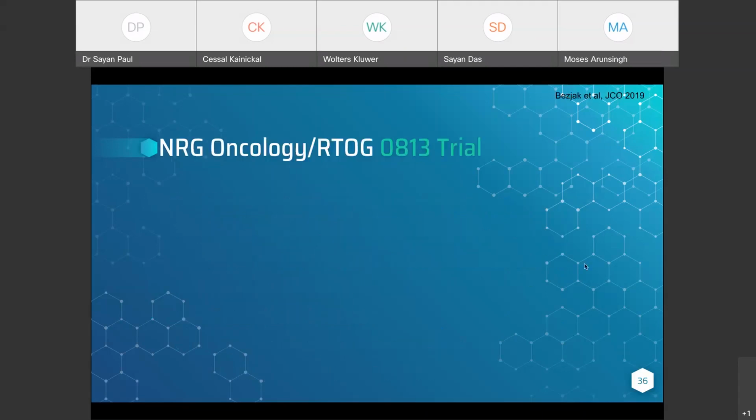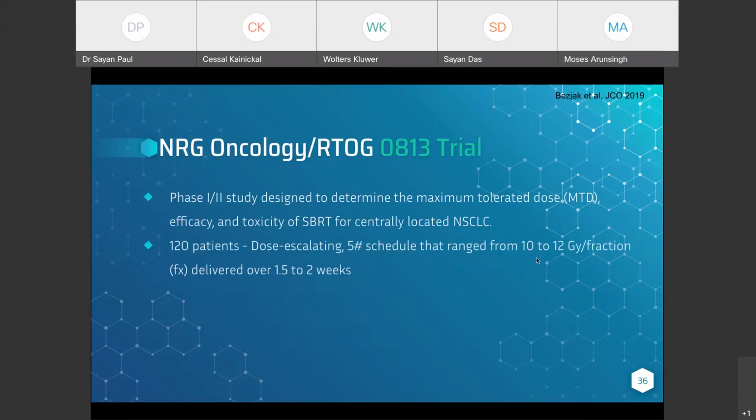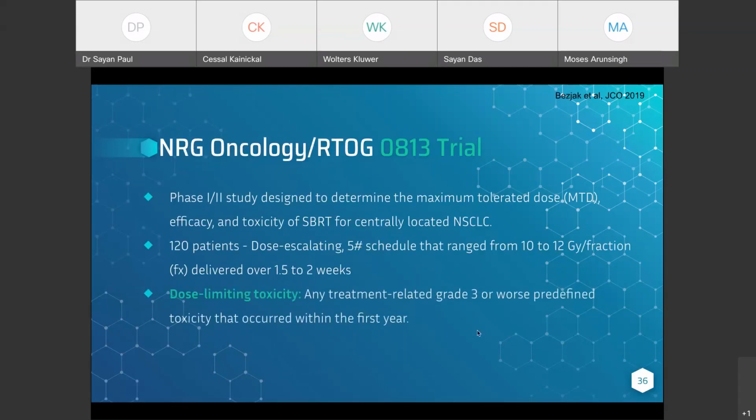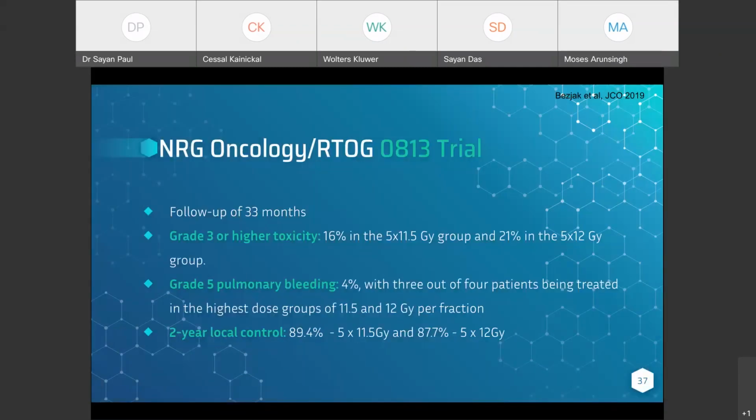And this was the other dose escalation study that was done, RTOG 0813. This was to identify the maximum tolerated dose, at dose fractionations ranging from 10 to 12 gray per fraction over a 5-fraction schedule. The dose-limiting toxicity would be any grade 3 or worse predefined toxicity within the first year, and the MTD would be the dose at which 20% or more toxicities were happening. At a follow-up of 33 months, the 12 gray per fraction had more than 20% toxicities, whereas the 11.5 gray had 16% toxicities, with grade 5 pulmonary bleeding happening in 4% of patients in the highest dose groups of 11.5 gray and 12 gray per fraction.